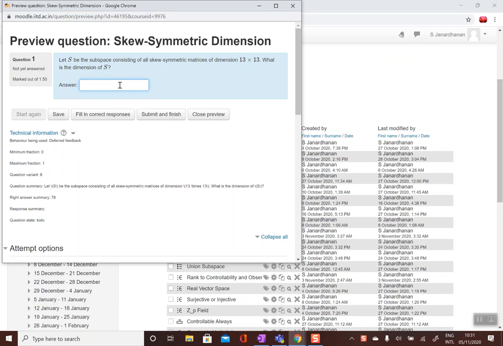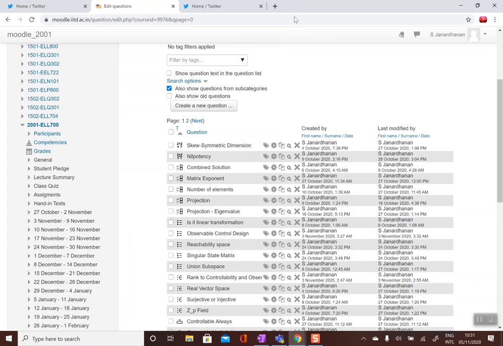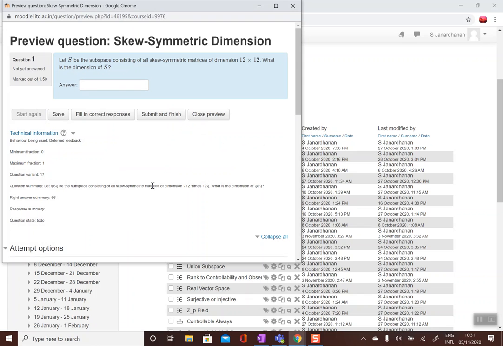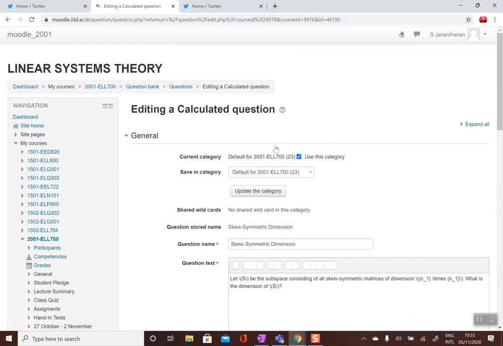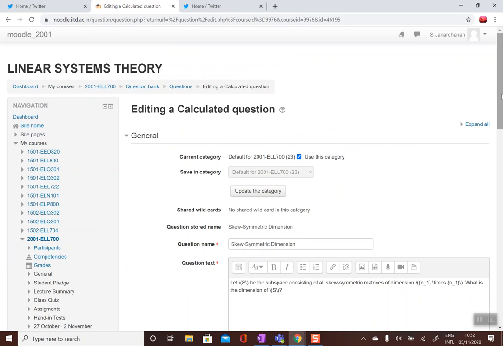Okay, so in this case, for example, it says that the right answer is 78, and if I refresh it again, it will give a different right answer. And this depends upon what this value is. Let's look at how the question is formulated.